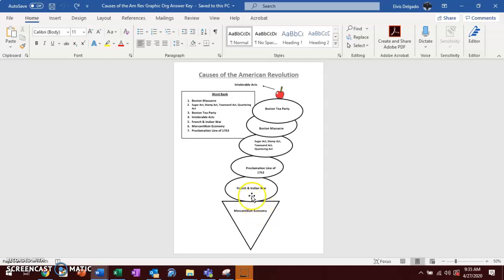After I go over each of these causes of the American Revolution, I will put a BrainPOP video, record it, so you guys can see more information about the causes of the American Revolution. So going back based off of this, guys, we're gonna start from the bottom.